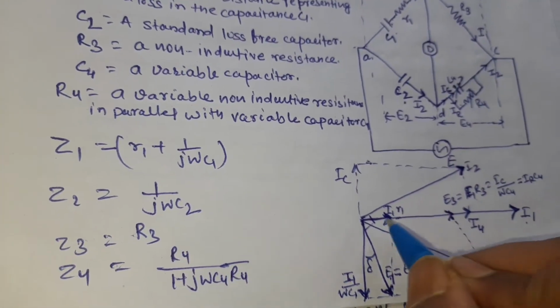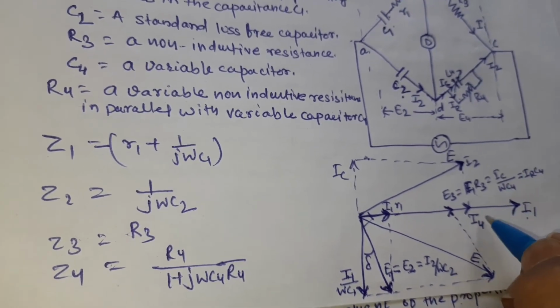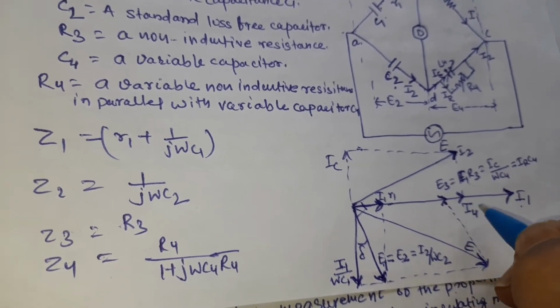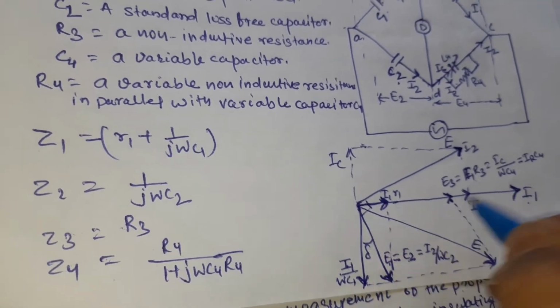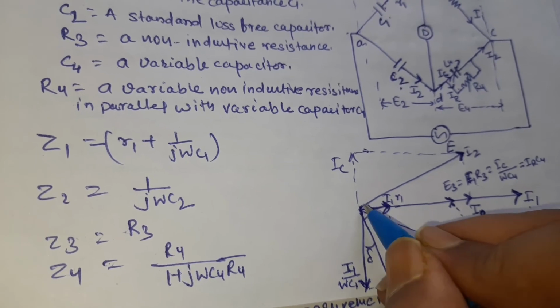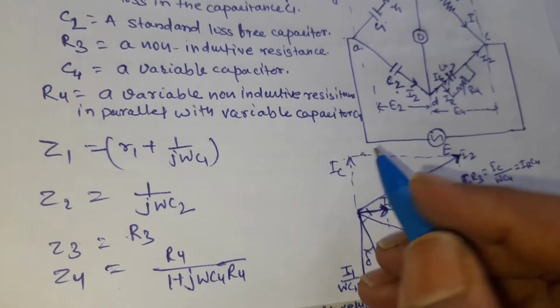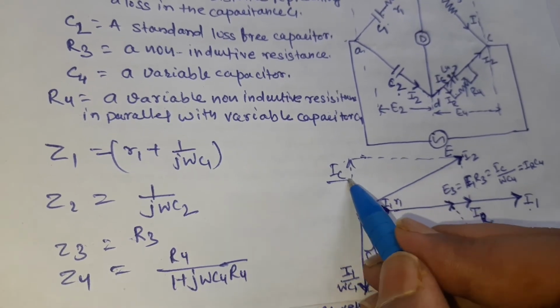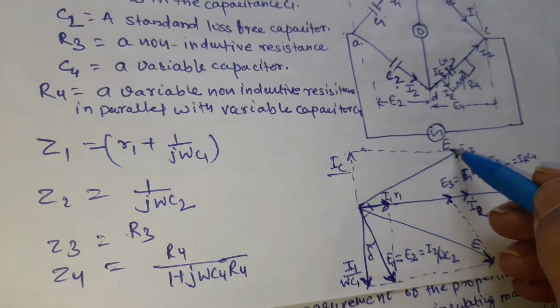So IR is in the same phase with I1. IR plus IC is equal to E2, and IC leads IR by 90 degrees, and the phasor sum of IC plus IR is equal to I2.